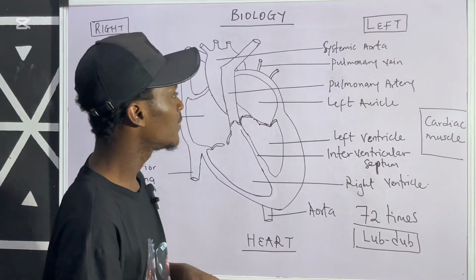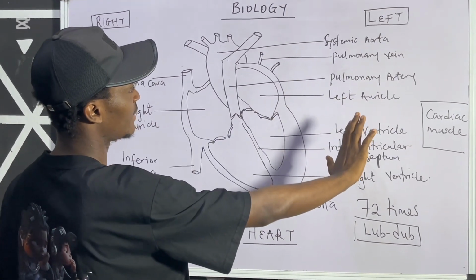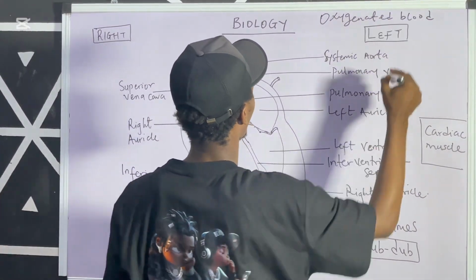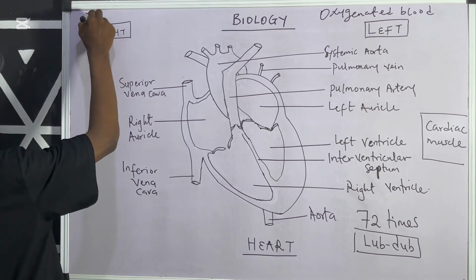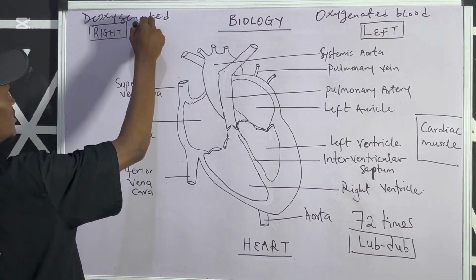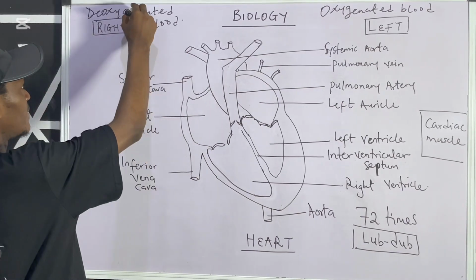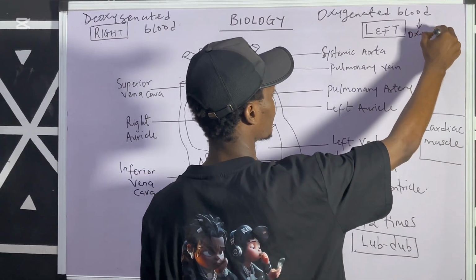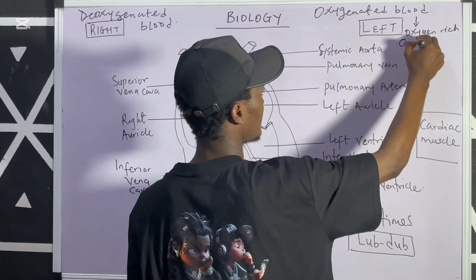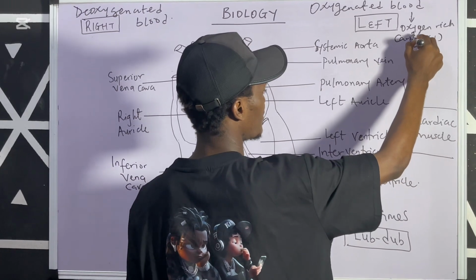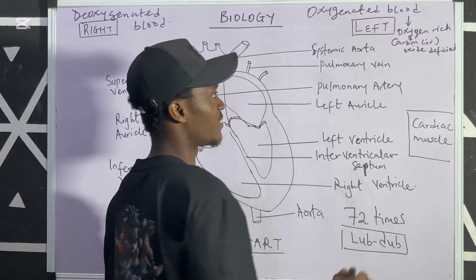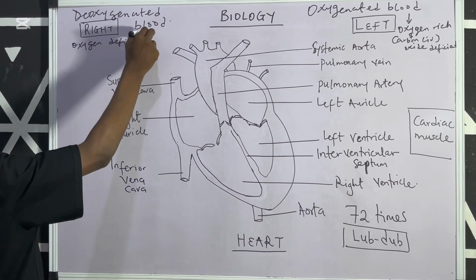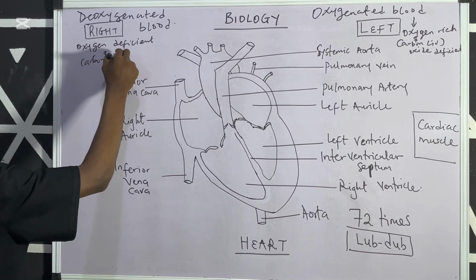All right. So looking at the left part of the heart, the left part of the heart is concerned with carrying oxygenated blood. Then the right part of the heart is concerned with carrying deoxygenated blood. So left oxygenated, right deoxygenated. And when we say oxygenated blood, we are referring to oxygen-rich blood, oxygen-rich and carbon dioxide deficient, while that of deoxygenated blood is oxygen deficient and carbon dioxide rich. All right.